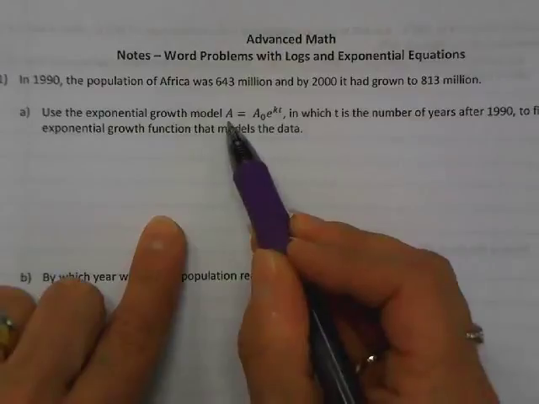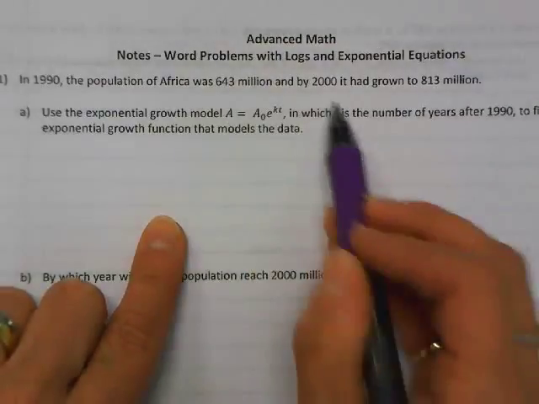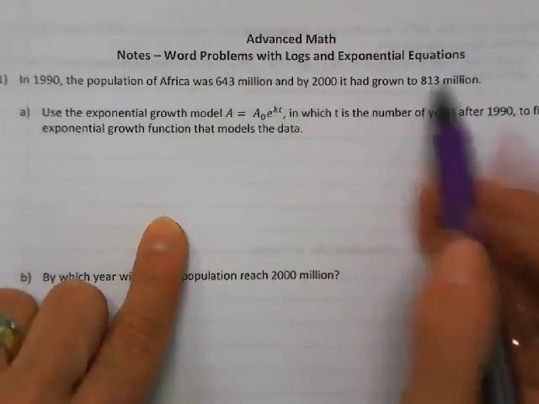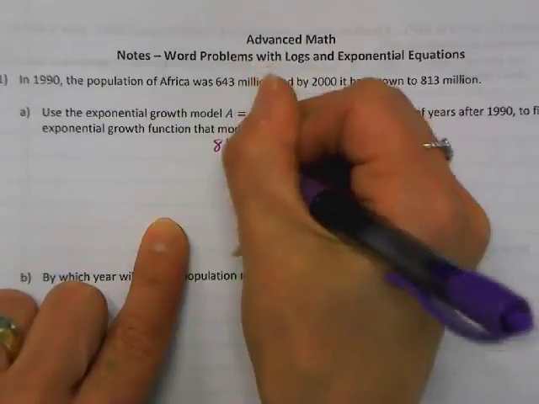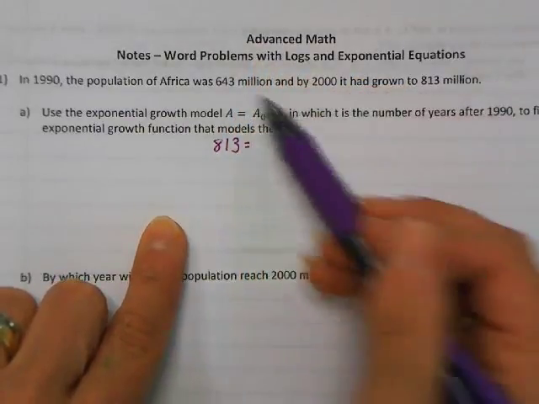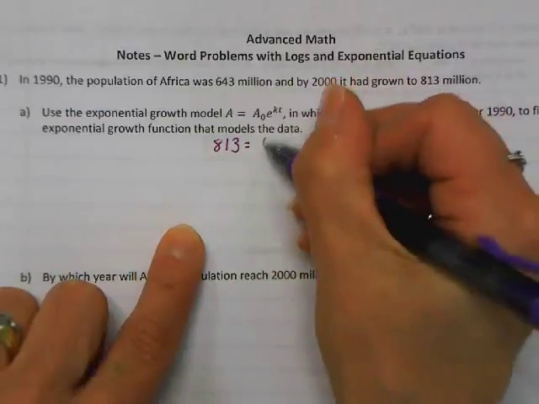Now, what does the A stand for? A stands for the ending amount. So in the year 2000, what was the population? 813. So 813 is my A. My A sub 0 is what I started with. So what was the population in 1990 when I started? So A sub 0 is 643.